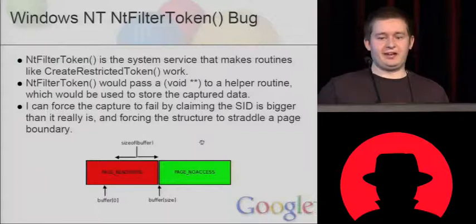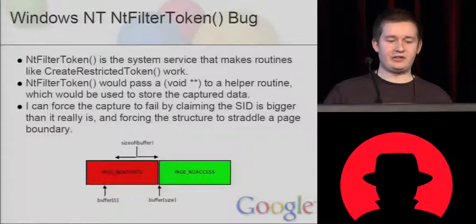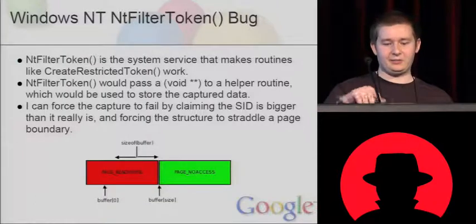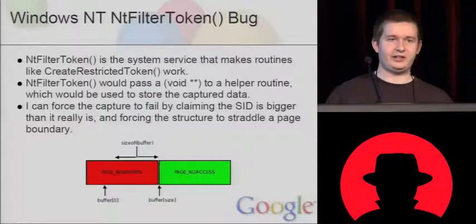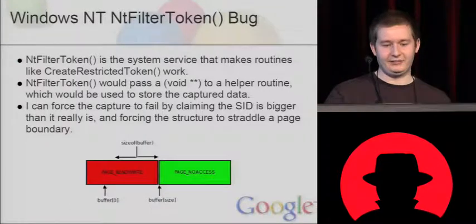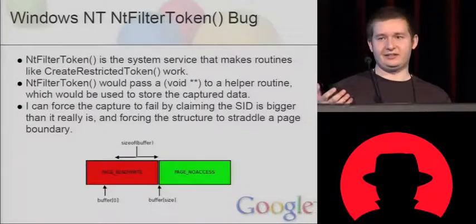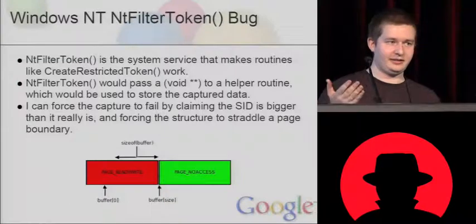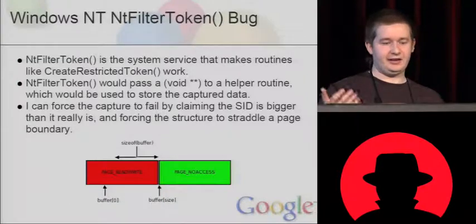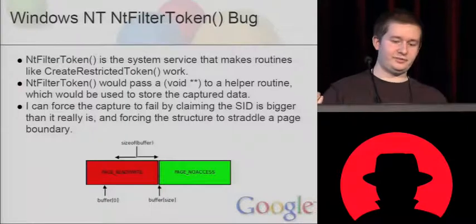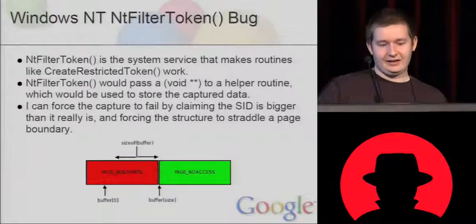So NtFilterToken is the backend system call that makes the Win32 API CreateRestrictedToken work. NtFilterToken would pass a pointer to a helper routine that would try to capture all this complex SID data that it needed to pass. But we can force this to fail. We can make a check pass that says the data is present by starting the structure on a present page, and then saying it spans across a page boundary to a no access page. So we can cause some unusual error conditions like this, by making this structure straddle a page boundary.